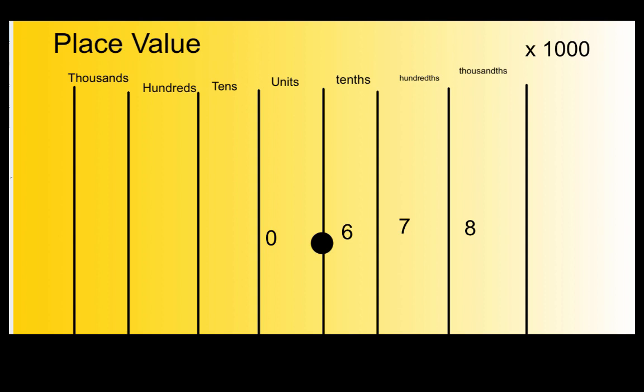Okay, this is what you should have done. You should have moved it up 3 times or thrice. So the 0 should go 1, 2, 3. The 6 should go 1, 2, 3. The 7 should go 1, 2, 3. The 8 should go 1, 2, 3. And your answer should be 678. You just ignore that. 678.